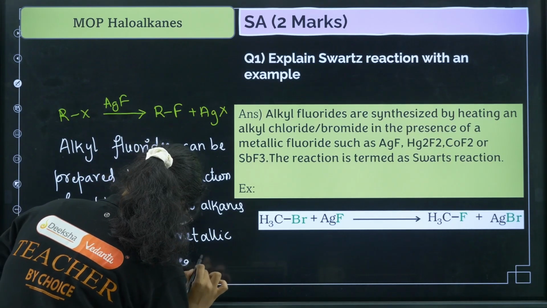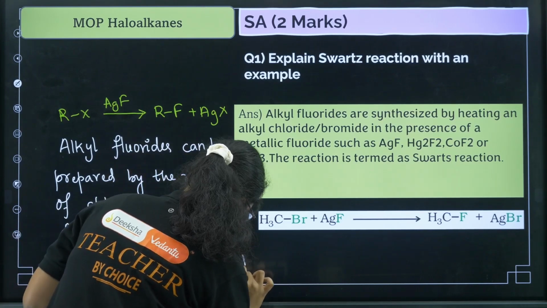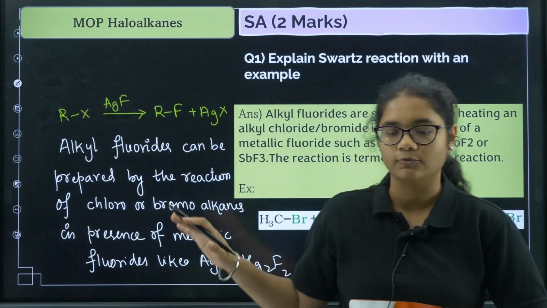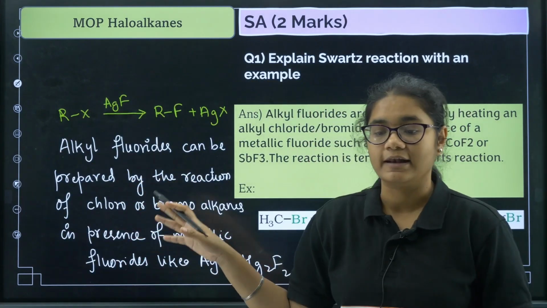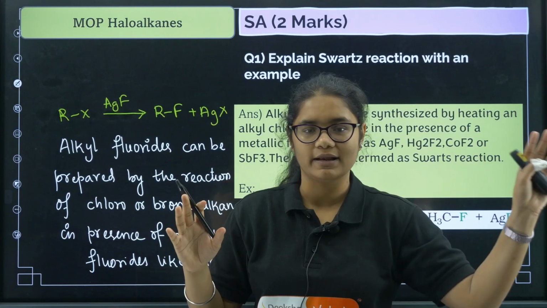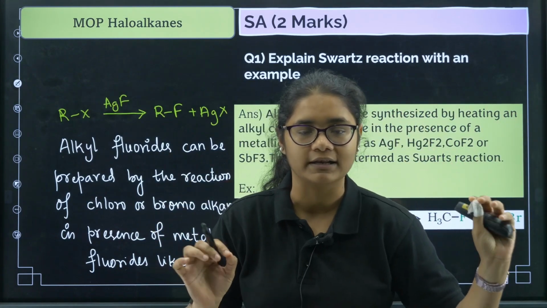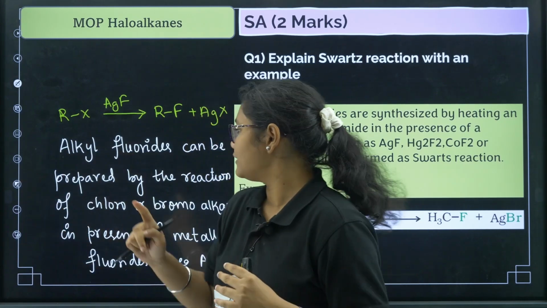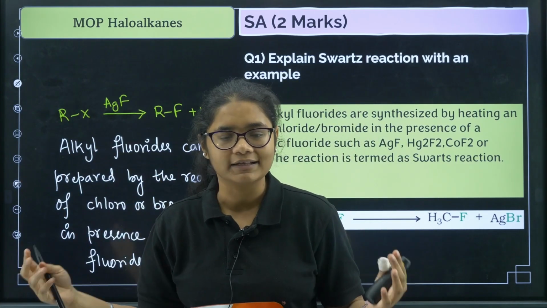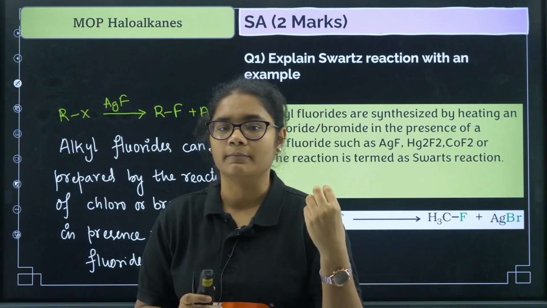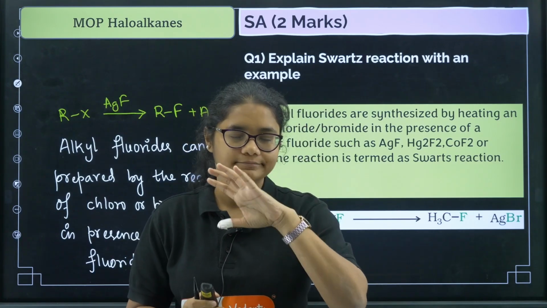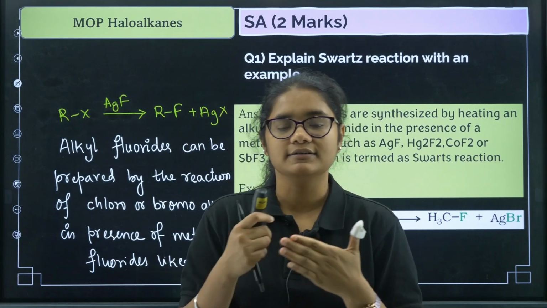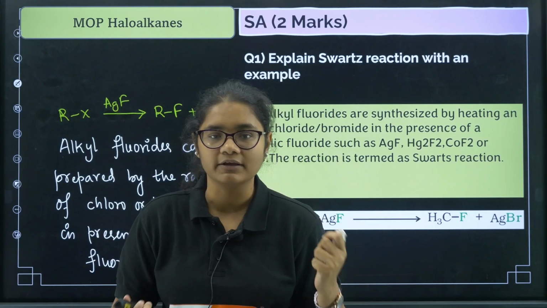like AgF. If you remember anything else, you can write it down, or you can just write AgF. This is what I am going to write in the exam. I know the reaction that chloroalkanes or bromoalkanes will react with silver fluoride to give fluoroalkanes. So alkyl fluorides can be produced by reacting chloroalkanes or bromoalkanes in the presence of metallic fluorides.